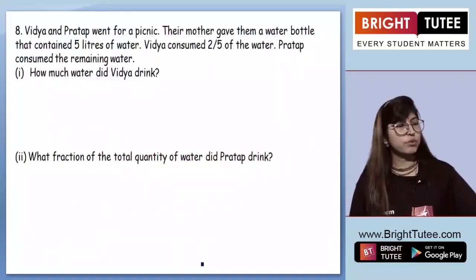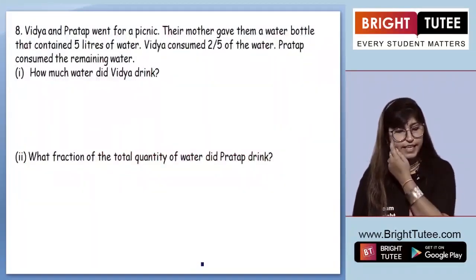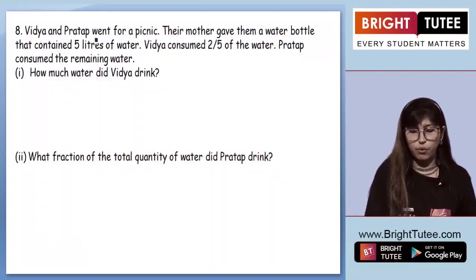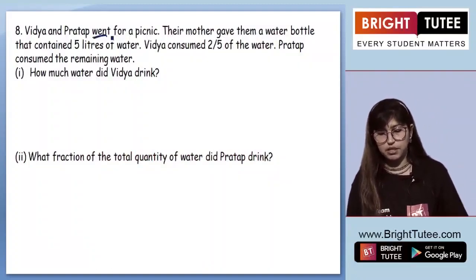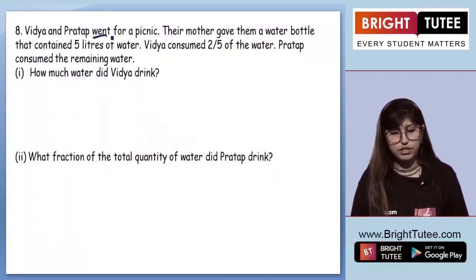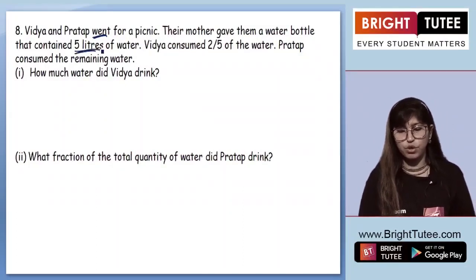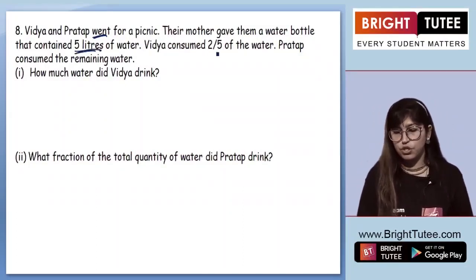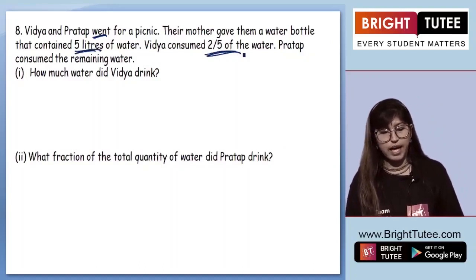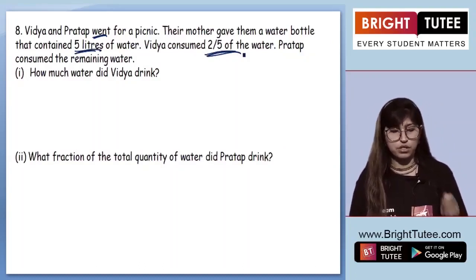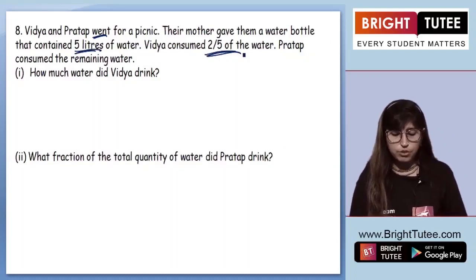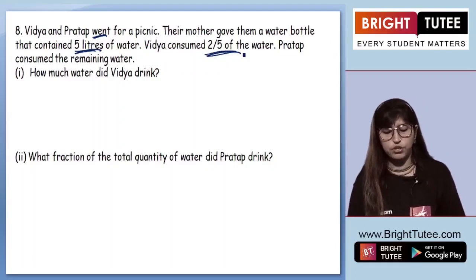Let's move on to the last question of this exercise. It says that Vidya and Pratap went for a picnic. Their mother gave them a water bottle that contained 5 liters of water. Now Vidya consumed 2/5 of the water and Pratap consumed the remaining water. Now the first part says, how much water did Vidya drink?